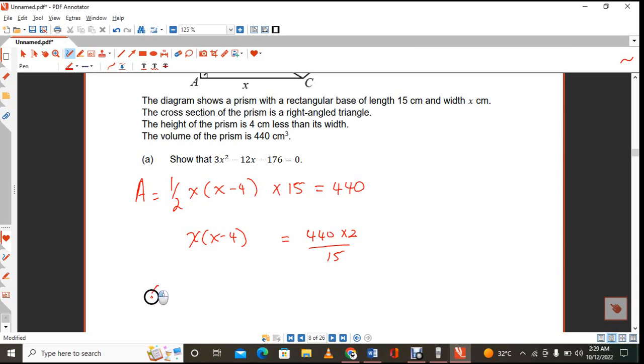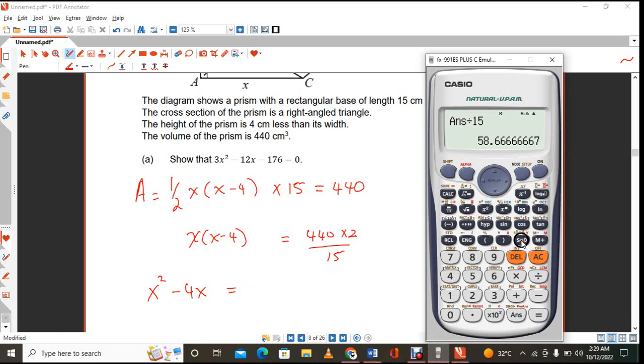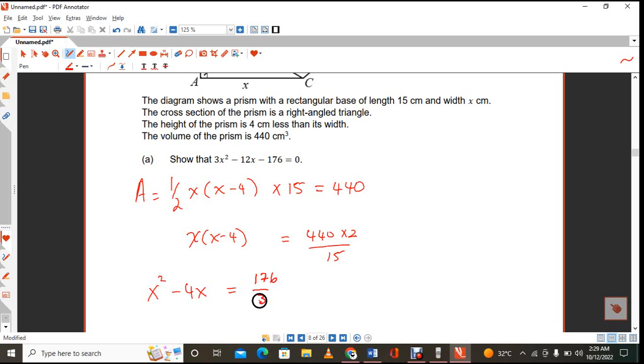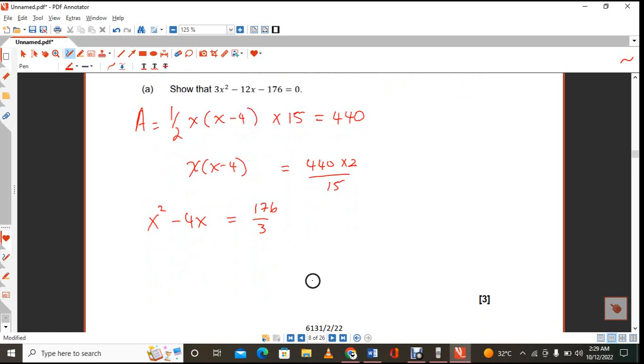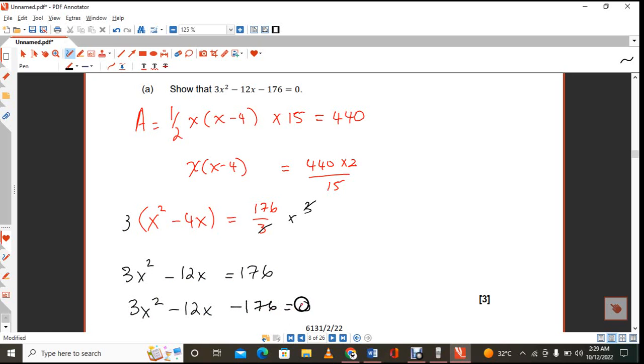In any case, it's going to be x squared minus 4x equals, well, let me go back to that answer on my calculator, and I'm just going to take the 176 over 3, the improper value, and then I'm going to go back and multiply the left side by that 3. So basically, you can do it a different way also, so that the 3's can cancel. All right, so I'll have 3x squared minus 12x equals 176, and then that gives me 3x squared minus 12x minus 176 equals 0, and I believe that is what we will require to prove.